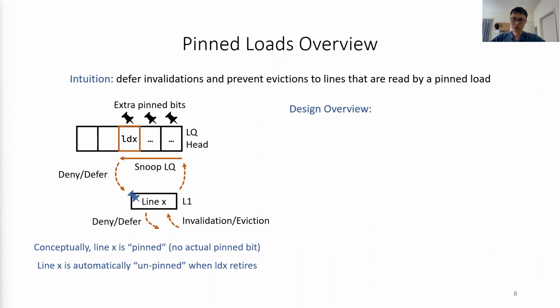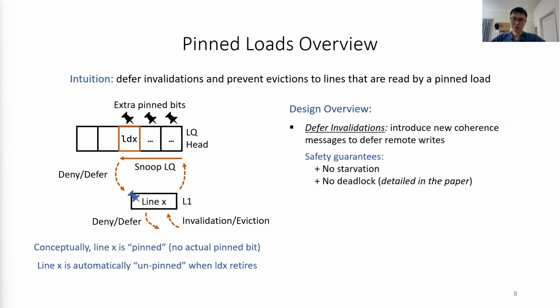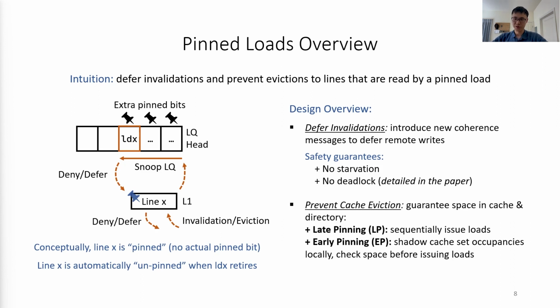The design of pinned loads has two parts. The first part is to defer invalidations, which is achieved by introducing new cache coherence messages to defer remote writes. To do that safely, we have to guarantee that no starvation or deadlock is possible. Because of time limit, the talk will mainly focus on no starvation. The second part is to prevent cache evictions by guaranteeing space in cache and directory. We have two possible designs with different performance-complexity trade-offs.